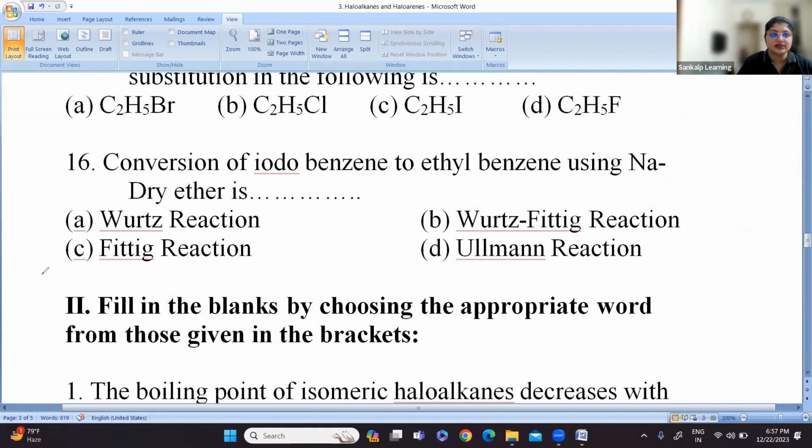Is it clear? Yes, students, is it clear? Whatever has been taught, is it clear? Okay. Any doubts? So we are left with fill in the blanks, then 2 marks questions and 5 marks questions. So we will do it in the next class. If you have any doubts, you can ask me.